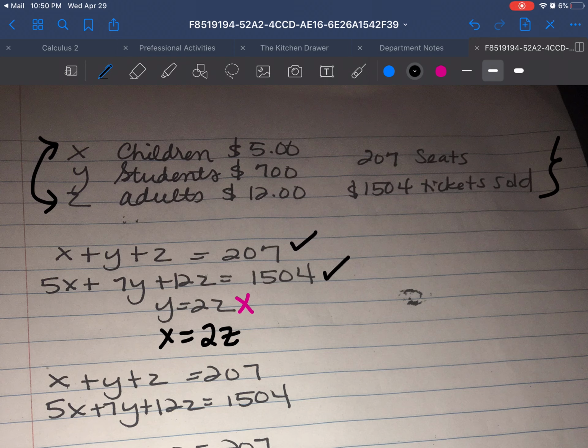Yeah, so the number of adults, which is x, versus the number of children, which is z. So half as many adults as there are children. And that's what we get there.